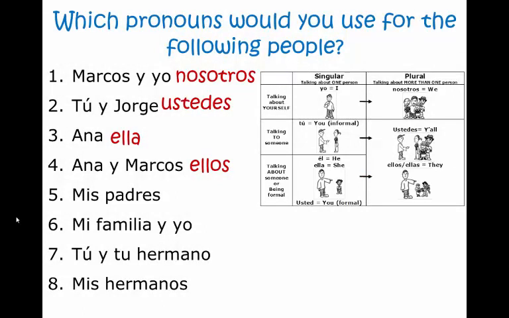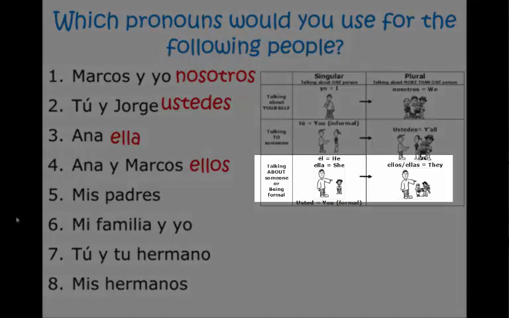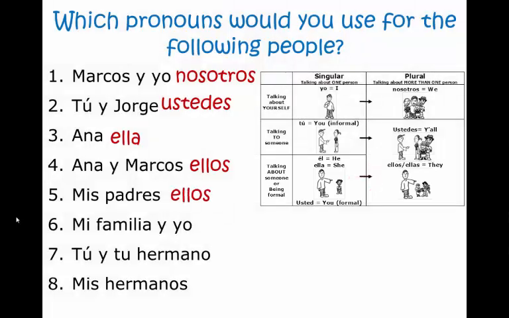For number 5, mis padres, my parents. Now, so again, you are talking about your parents. You're not talking to them, you're talking about them, so you're still down at that 3rd row. Since it's mis padres, that means plural, talking about both parents. That means you're going to move across to the plural side, and that's where we wind up at ellos again.